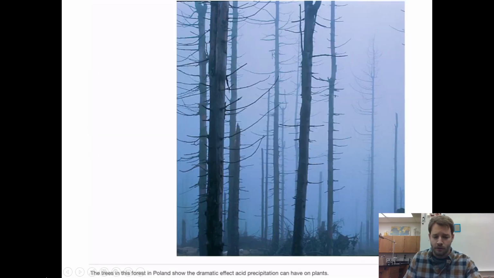So these trees in a forest in Poland, they show the dramatic effects that acid precipitation can have on plants. So acid precipitation is not always this extreme, but when it is, it can have a devastating impact on plants.